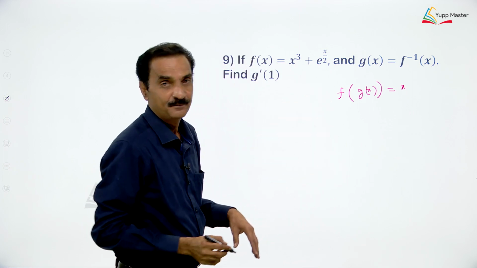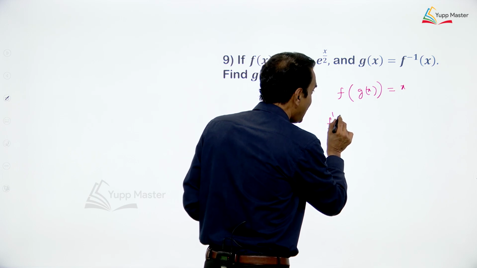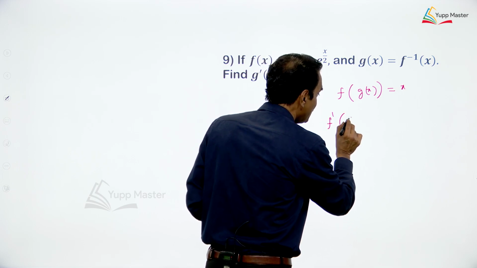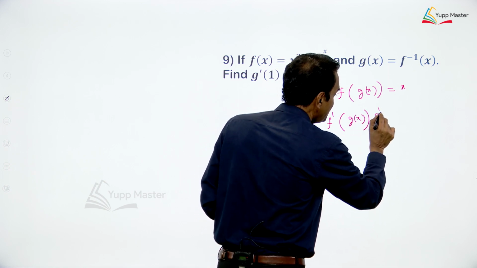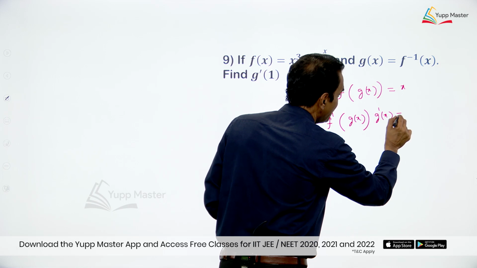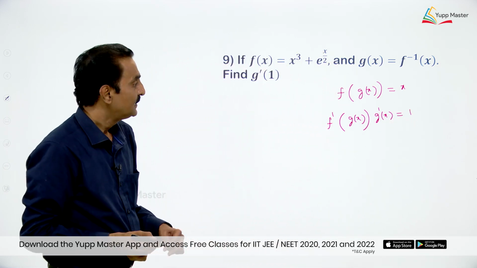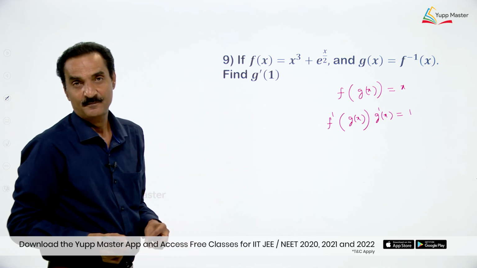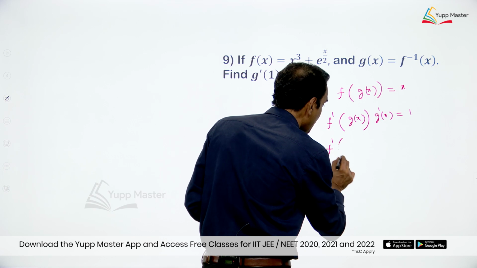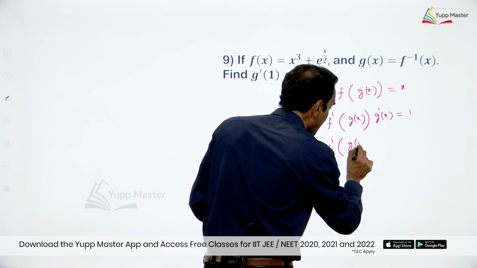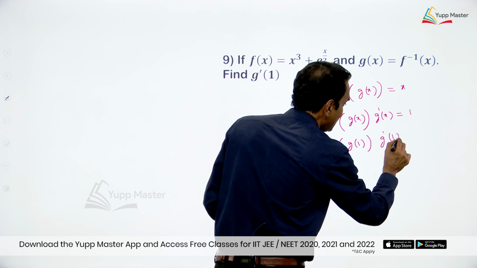Now differentiate, you will get f dash g of x into g dash x is equal to 1. Now put x is equal to 1, f dash g of 1 into g dash 1 is 1.